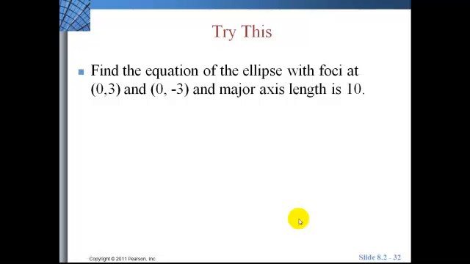Try this one. Find the equation of the ellipse with foci at 0, 3 and 0, -3, and the major axis length is 10. First thing you want to do is draw a sketch and find the semi-major axis. Pause the video and work that out.